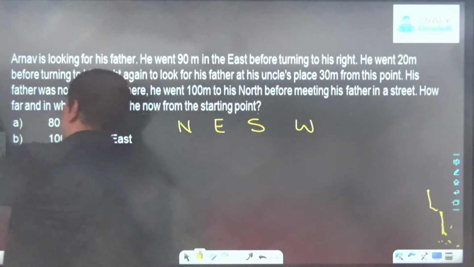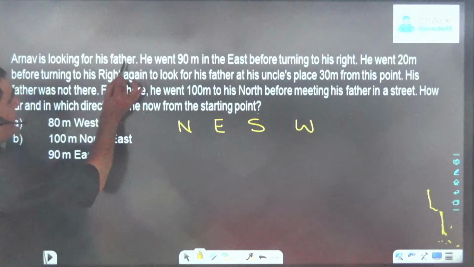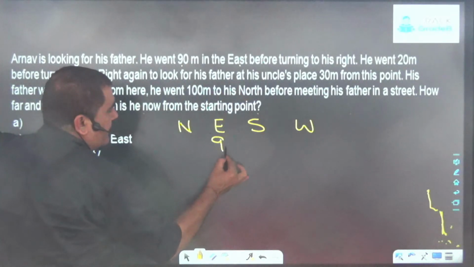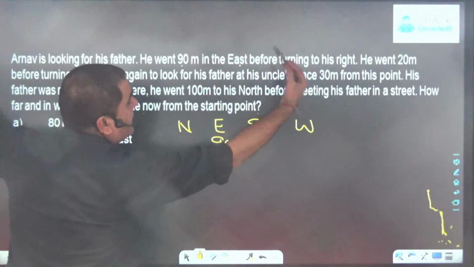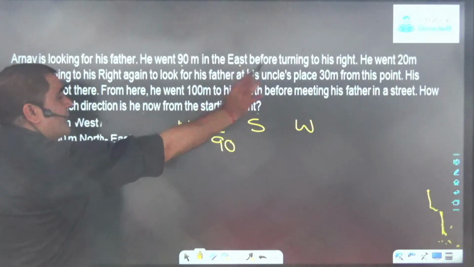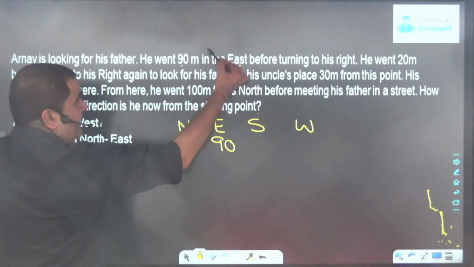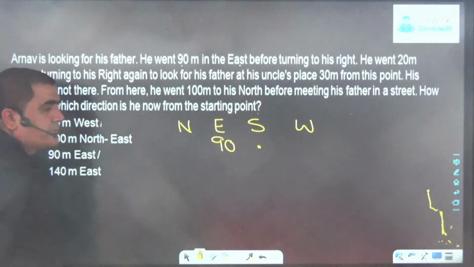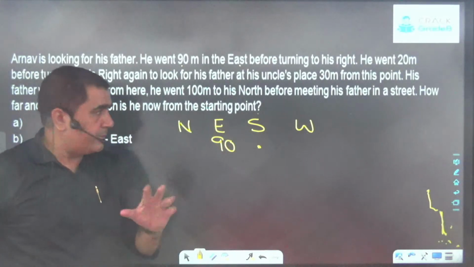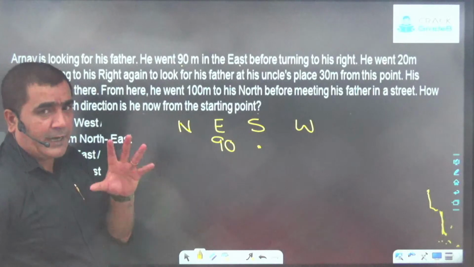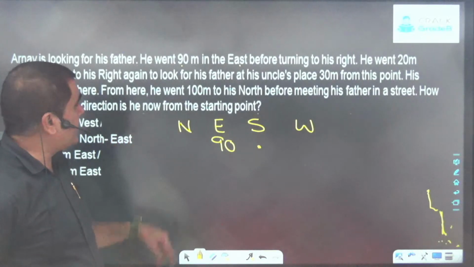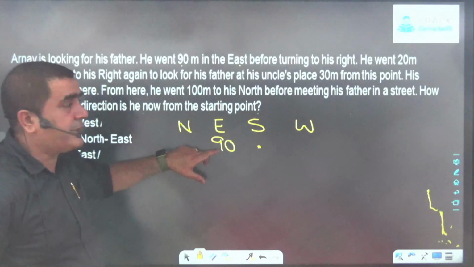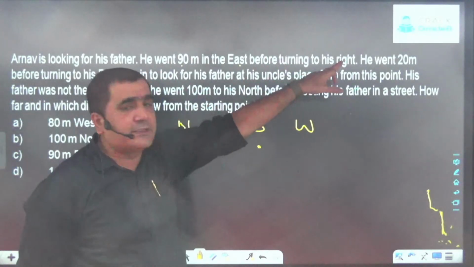See, here what they are saying: Arnav is looking for his father. He went 90 meters in the east, before turning to his right. Right means south. So here they have made the statement a little bit complicated, so try to read the statement carefully. Initially he went 90 meters in the east and then he turns to his right.